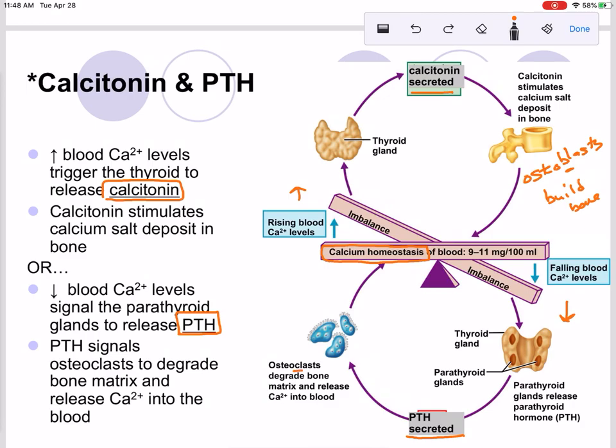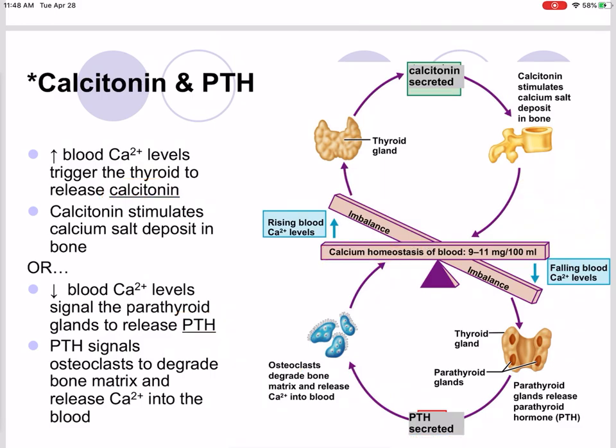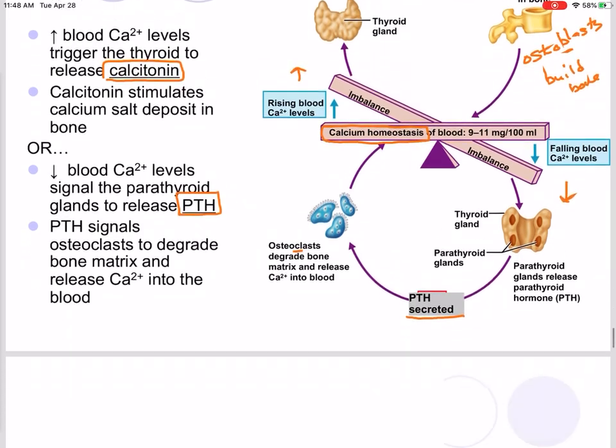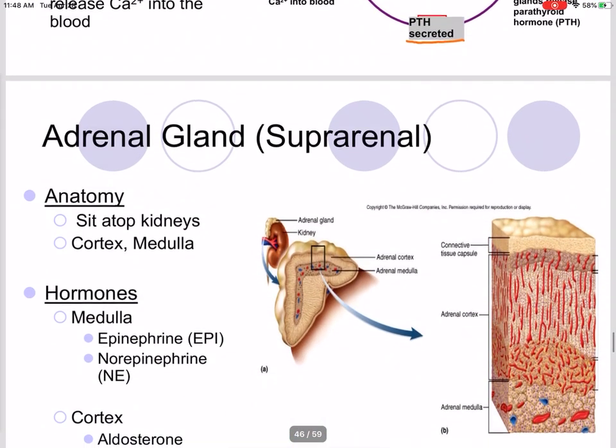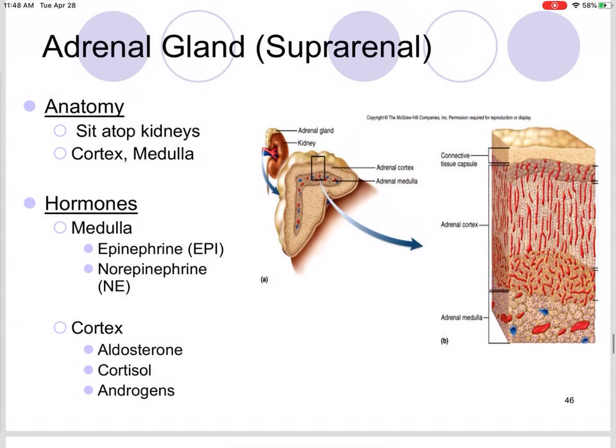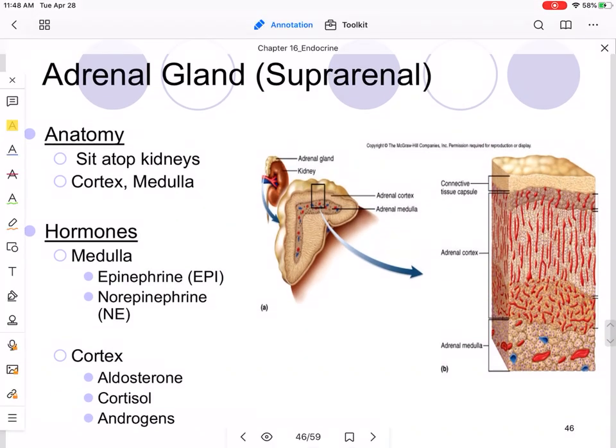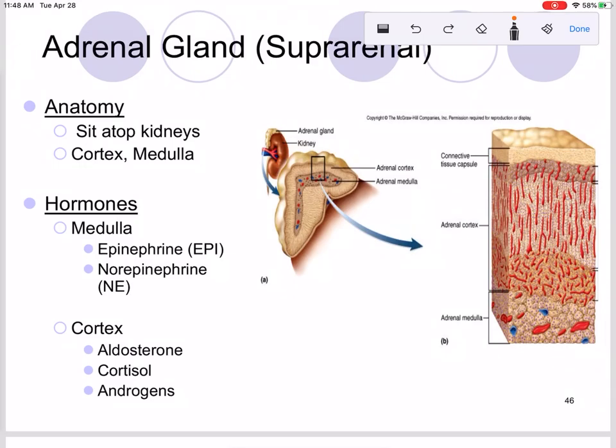And then, of course, the opposite will be true. If blood calcium levels start to drop, we're going to release parathyroid hormone, which stimulates the osteoclasts. If our problem is too little blood calcium, then I stimulate the osteoclast because that breaks down bone. And when I break down bone, I'm releasing calcium into the bloodstream.